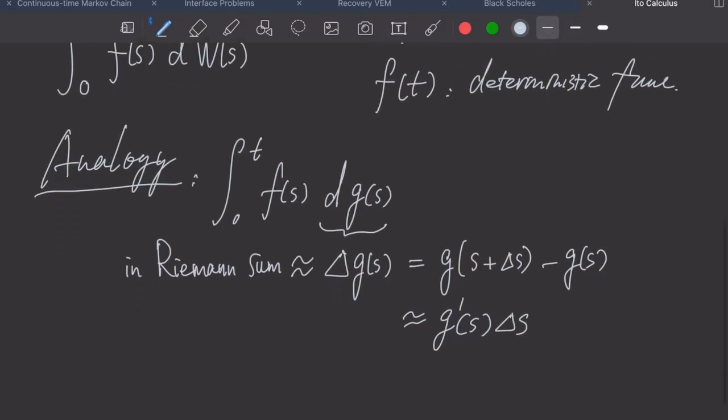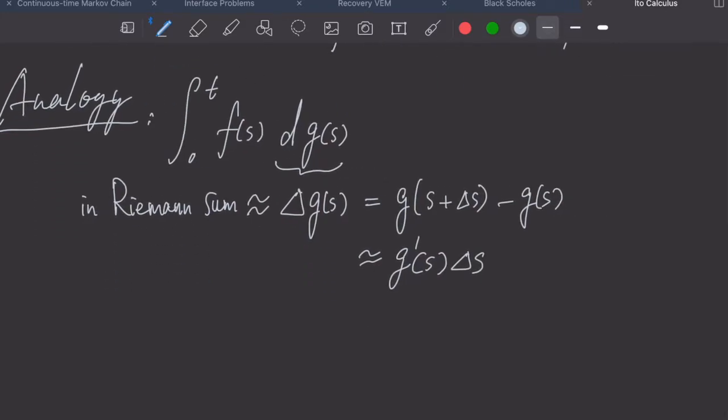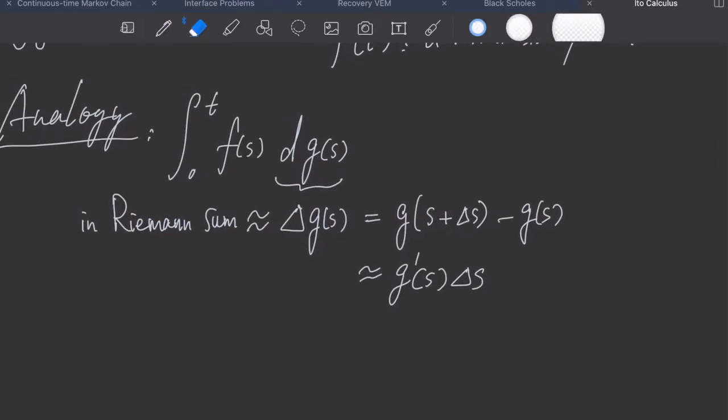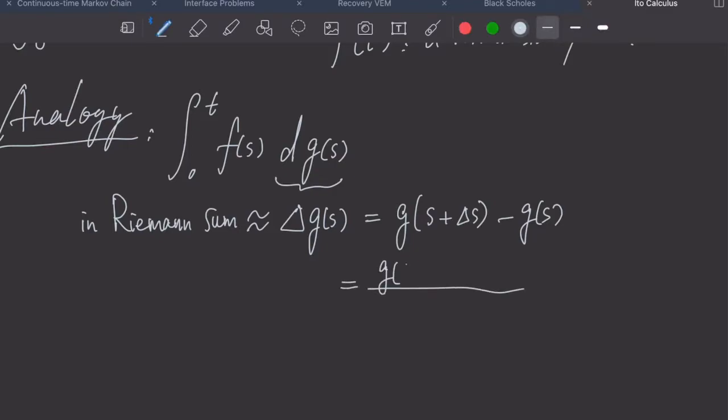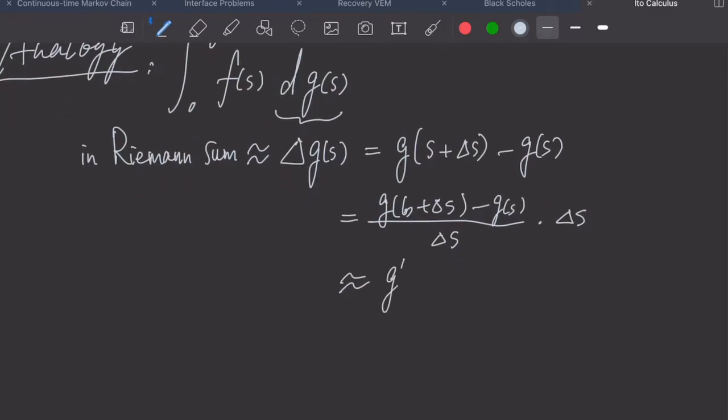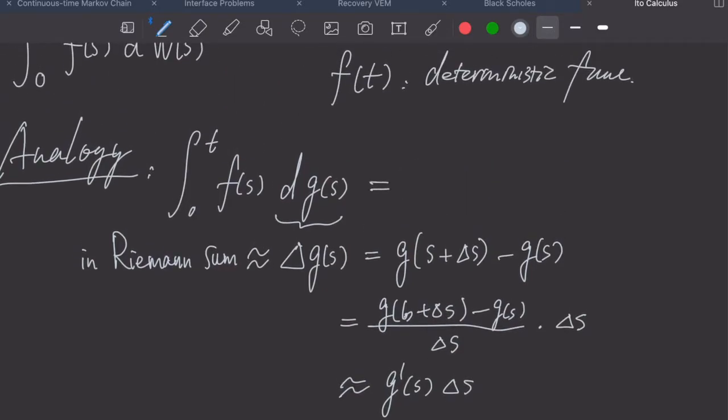So in other words, we can think about this formula, where we insert delta s as the denominator, and then multiply by delta s. And as we can see, we can let delta s go to zero, then what is left is nothing but g prime of s times delta s, okay? Which says that when g is differentiable, this is nothing but f of s, g prime of s, ds. So delta s becomes ds when we move to a continuum.